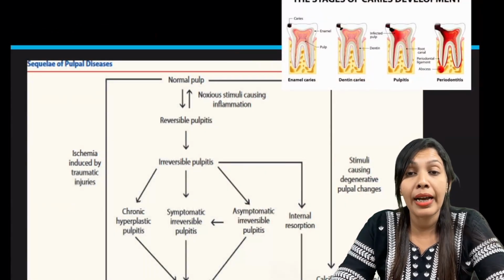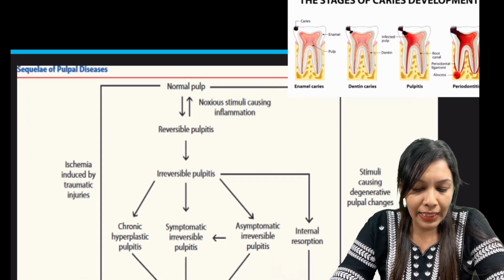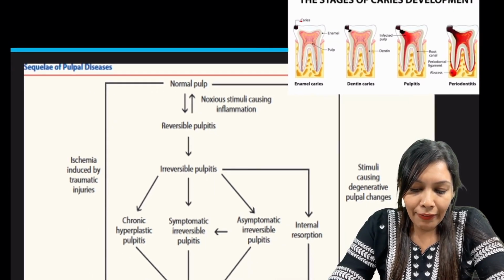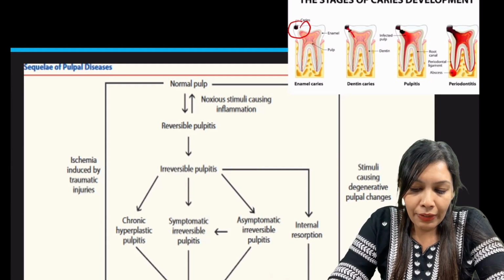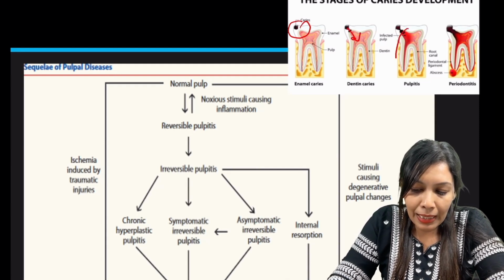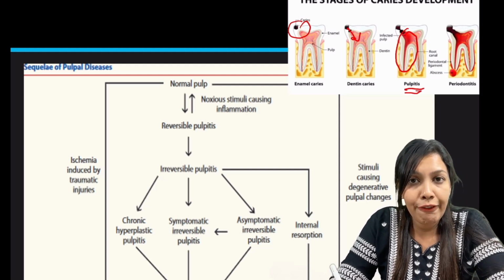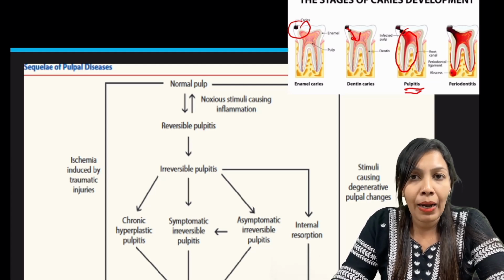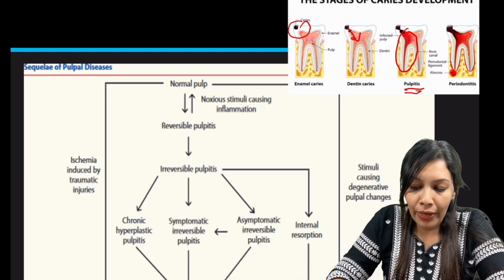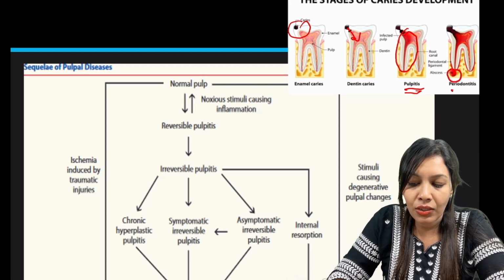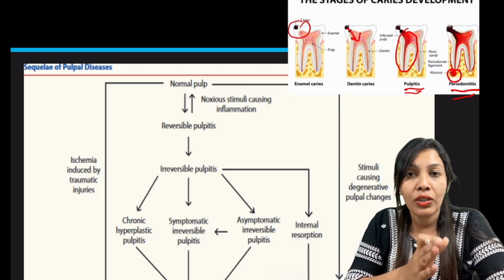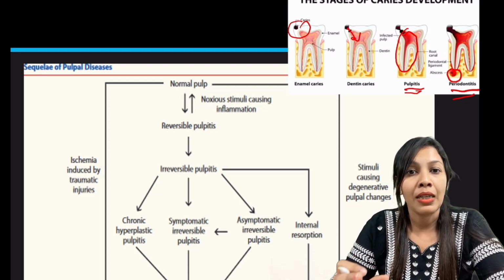Next is the sequelae of pulpal diseases. You can see in this image, the caries have involved the tooth and the pulp. From that, there is inflammation of the pulp, that is called pulpitis, which can lead to complete necrosis of the pulp. From the pulp, it moves through the apical foramen to the periodontal space, that is called periodontitis. So this is the main sequelae of the disease, right?